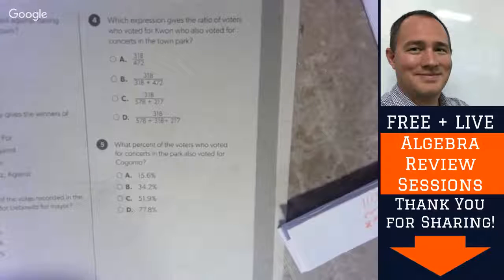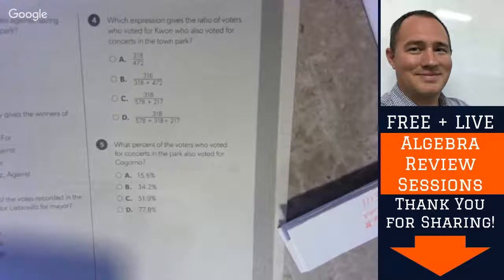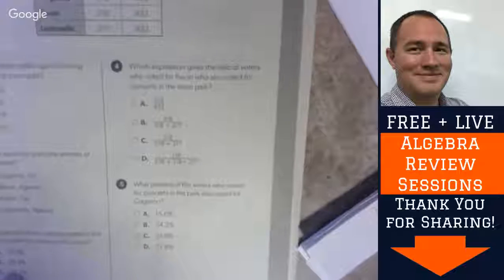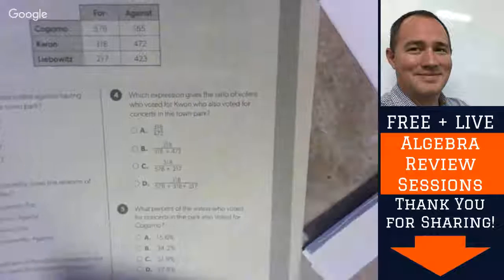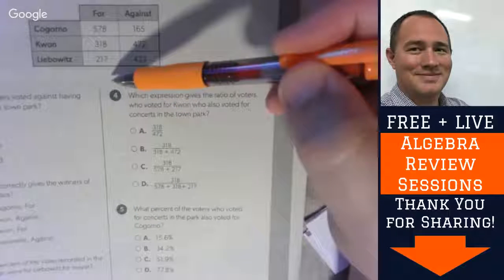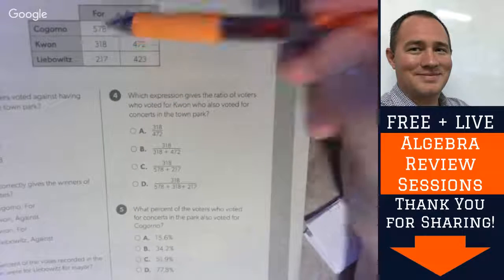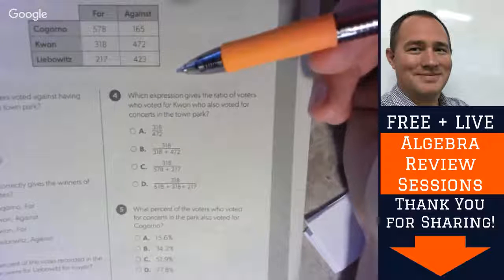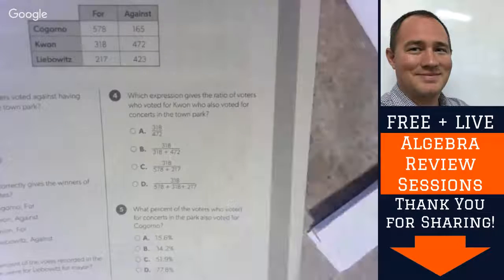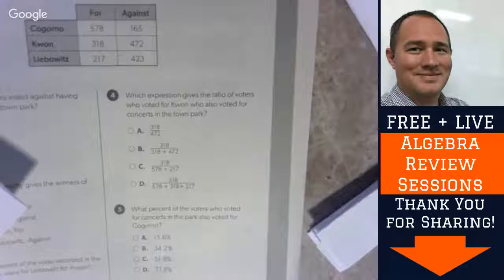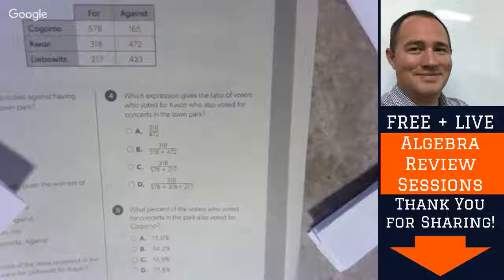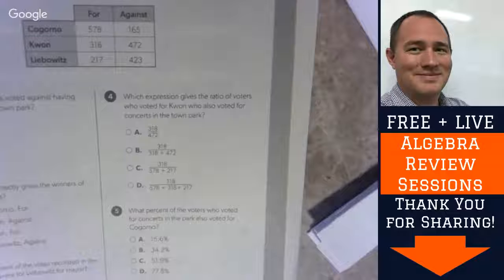Okay, number 5. So what percent of voters who voted for concerts in the park also voted for Cogorno? So of the people that wanted concerts in the park also voted for Mr. C. So I'll give you a second to think about that one. We'll do that again together in just a moment.